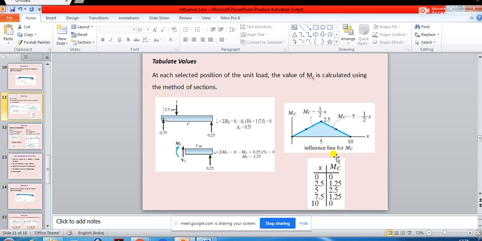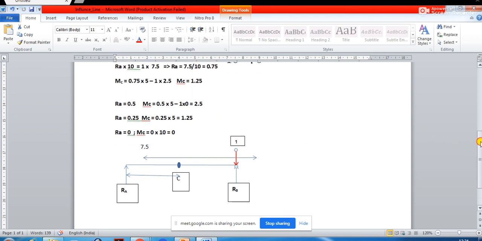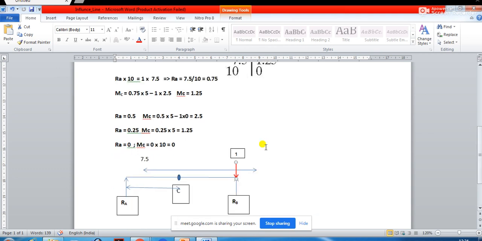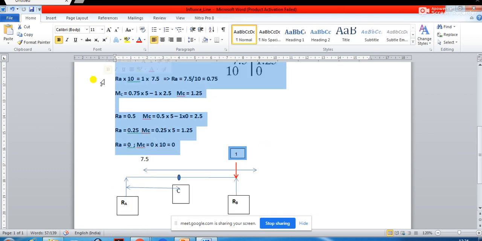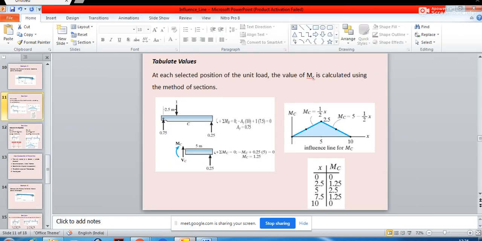Okay. Now, exactly the same way as in the previous class, we have seen that finding out the influence line diagram using this step by step process is very cumbersome, right? Because one by one you will have to go to each point, find out the reaction, find out the moment, and then you will have to plot.